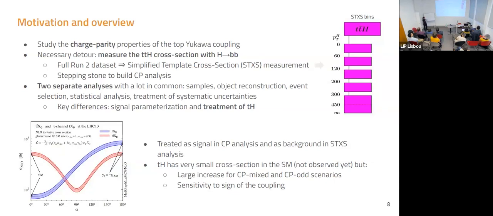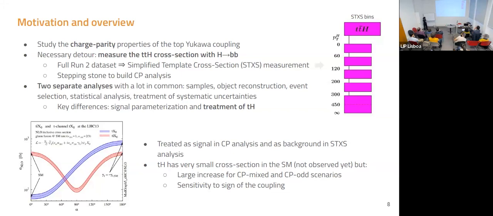So these are two separate analyses, but they have a lot in common. For example, data and Monte Carlo samples, object reconstruction, the event selection, statistical analysis, and mostly the way in which we treat the systematic uncertainties. One of the key differences is the way in which we treat single top Higgs-associated production. The reason for this is that TH has a very small cross-section in the standard model, but in CP-odd and CP-mixed scenarios, the cross-section increases a lot. And the cross-section itself is sensitive to the sign of the coupling.